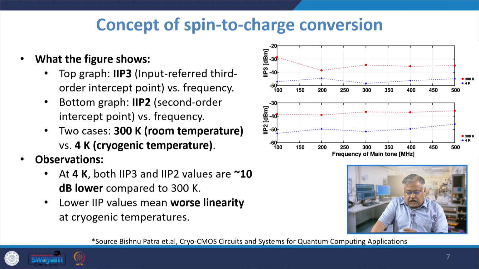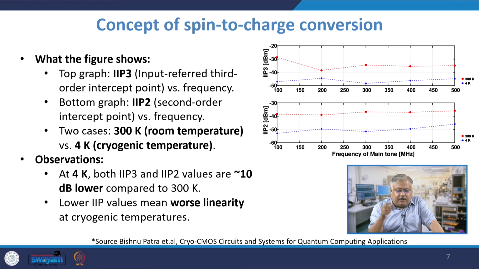Now let's look at the graph. What we have plotted here is basically IIP3, the input referred third order intercept point, versus the frequency of the main tone. So I have multiple tones, I take the frequency of the main tone, the basic one, while the second and third harmonics are rejected, and I plot the frequency with respect to IIP3. The second one is IIP2, the second order intercept point, plotted with respect to frequency, and for both cases we are comparing a 300 Kelvin case with a 4 Kelvin case. 300 Kelvin is room temperature and 4 Kelvin is the cryogenic temperature we are referring to.